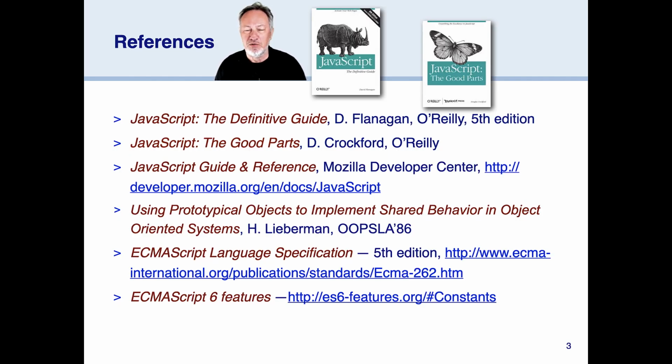The main source for the lecture today is the book JavaScript: The Good Parts by Crockford. I highly recommend the book. It's a very interesting read and it's quite compact. As a historical reference, I'd like to point you to the classic OOPSLA paper by Henry Lieberman on using prototypical objects to implement shared behavior in object-oriented systems, which gives a nice overview of the mechanisms used by prototype-based languages as opposed to inheritance in class-based languages.